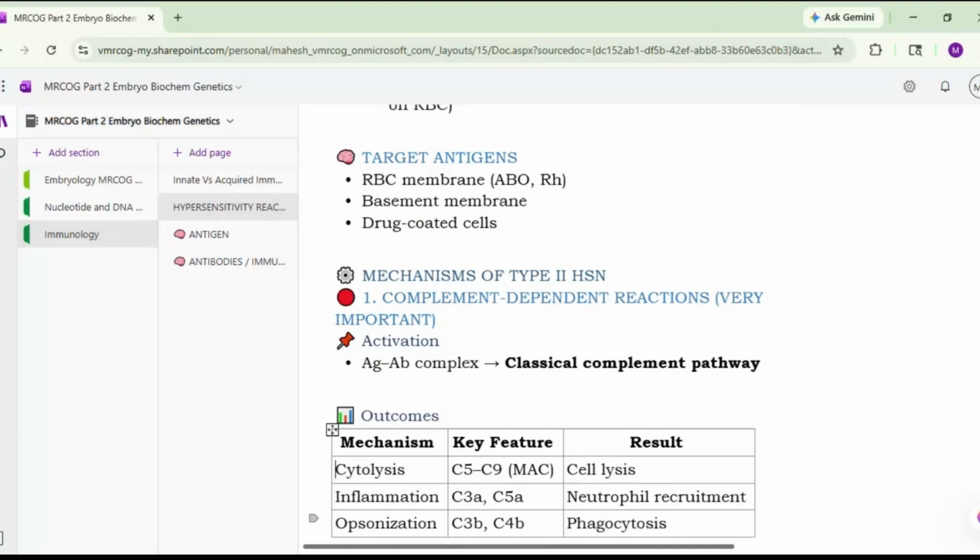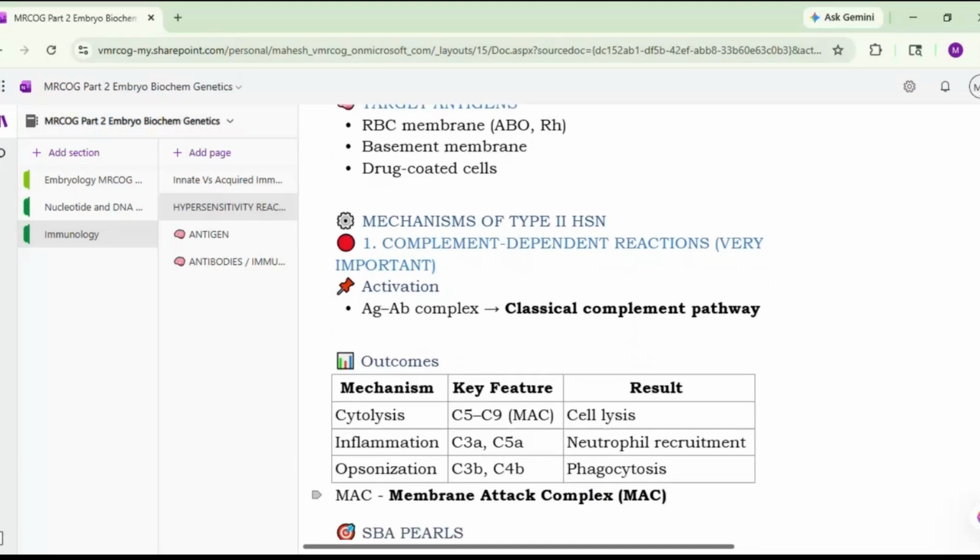One mechanism is a complement dependent reaction. What you get is an antigen antibody complex, and there is a classical complement pathway. But antigen antibody complex is primarily the mechanism for type 3. This is one of the mechanisms in type 2, but the primary antigen antibody complex is for type 3. So one of the mechanisms here is the antigen antibody complex leading to the activation of the classical complement pathway.